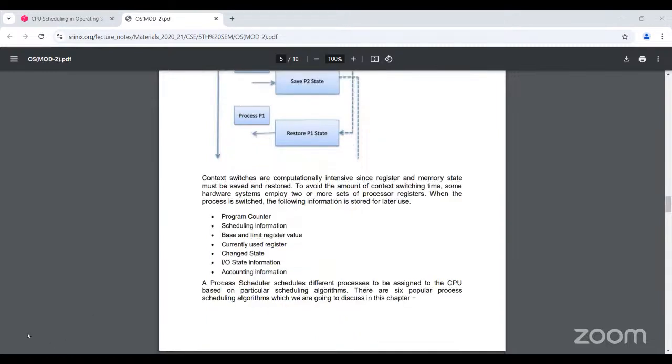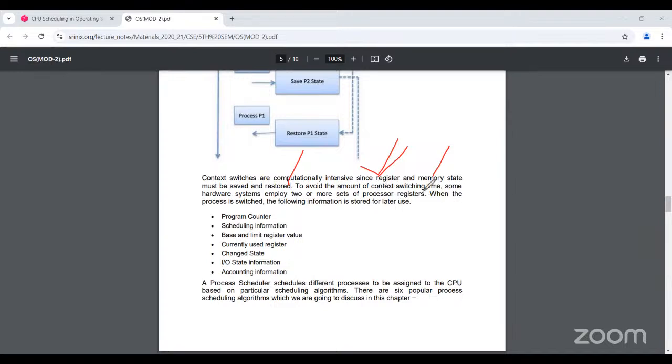That is context switching. Context switches are computationally very intensive, since register and memory state must be saved and restored. The state is stored in the registers so that it is able to access it very quickly.